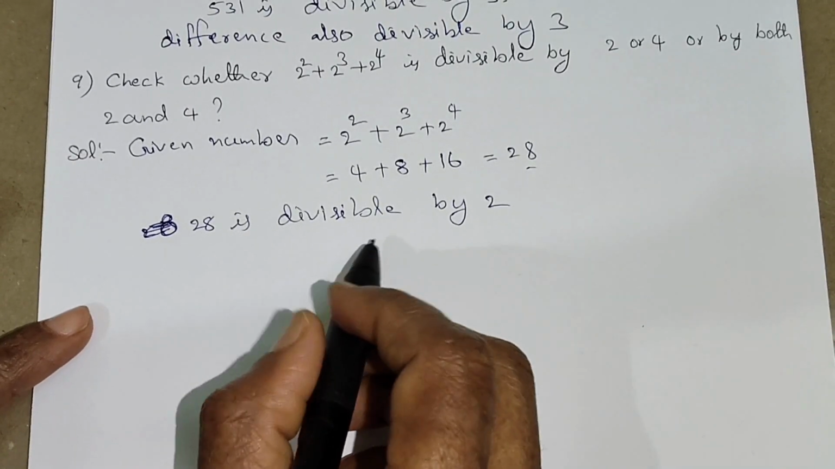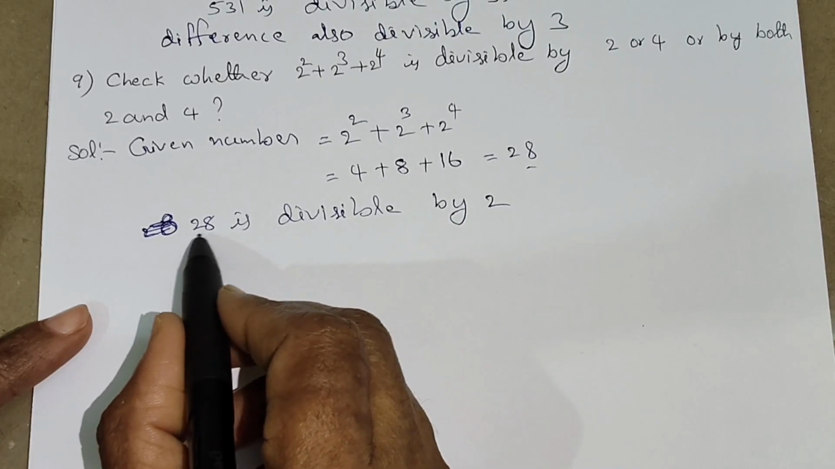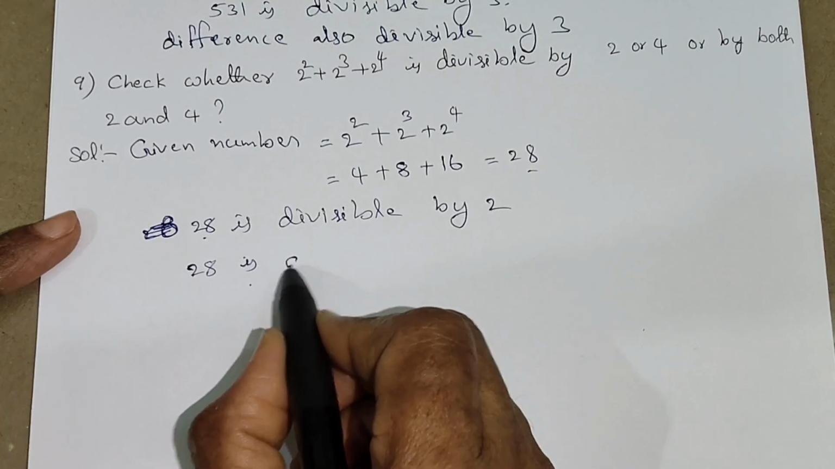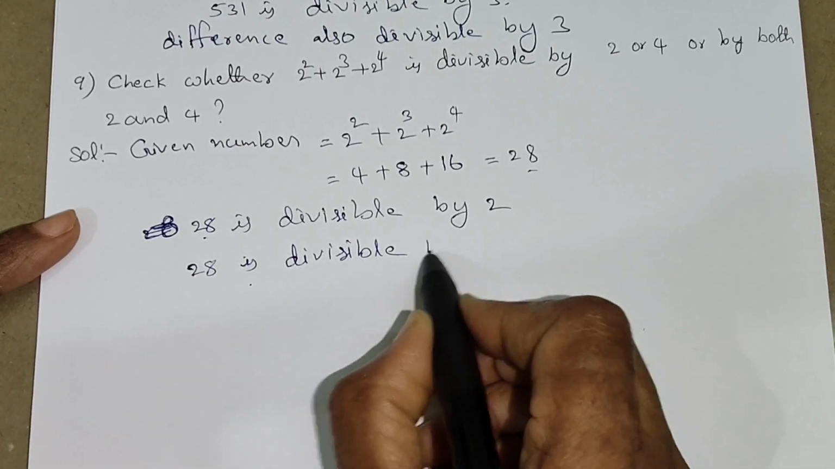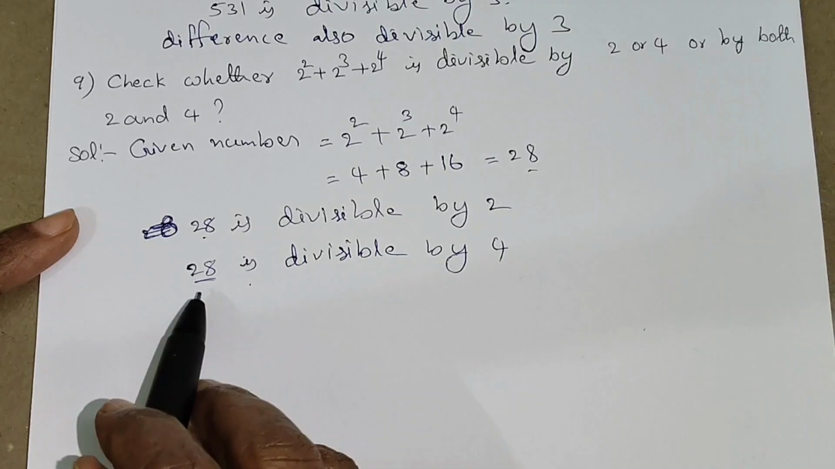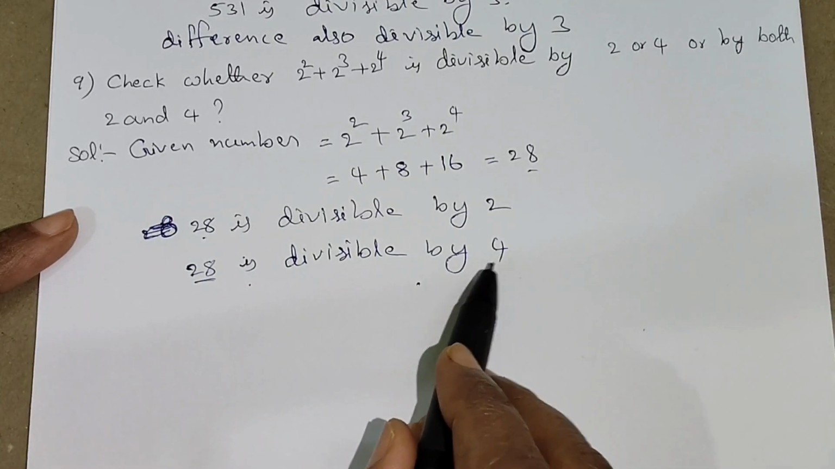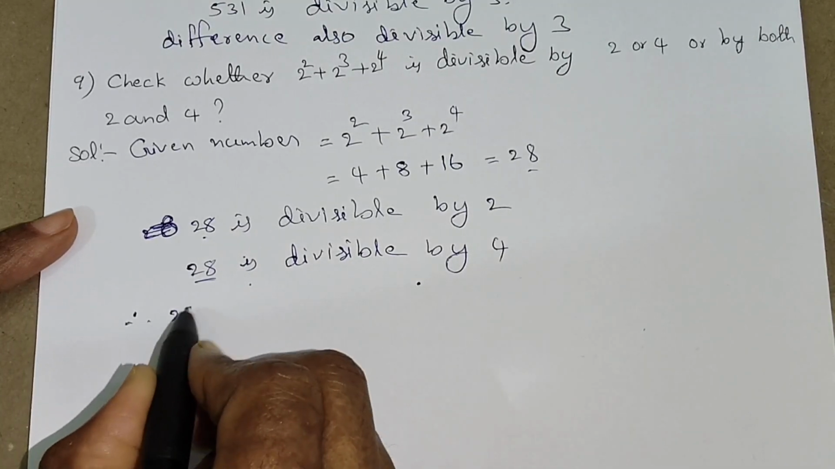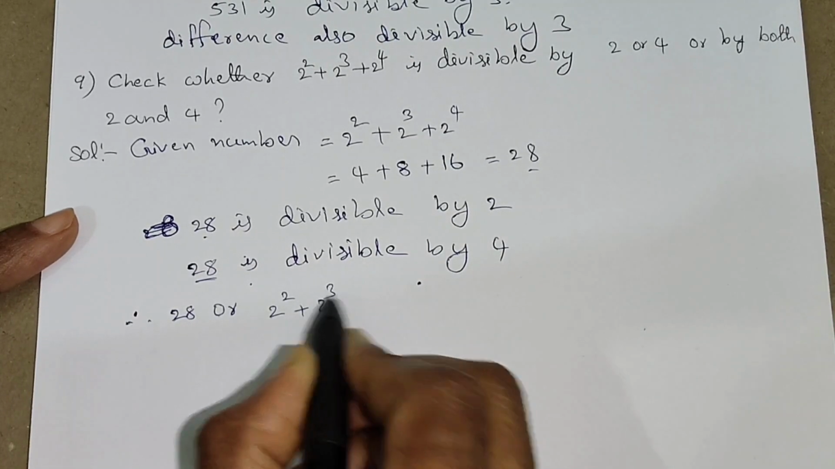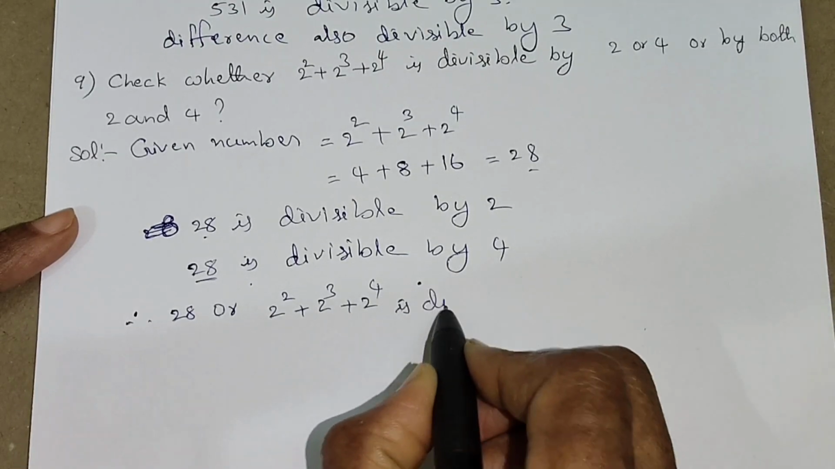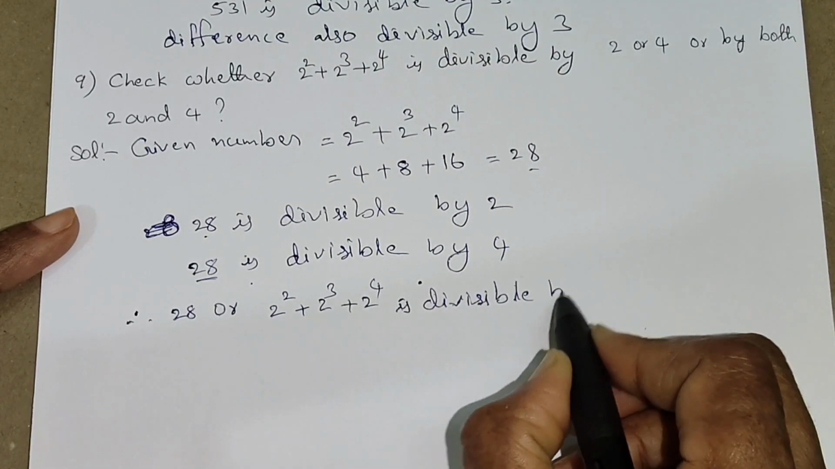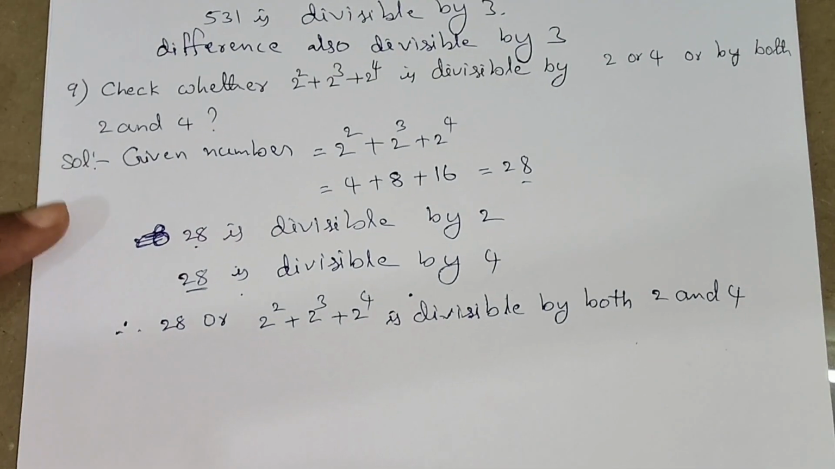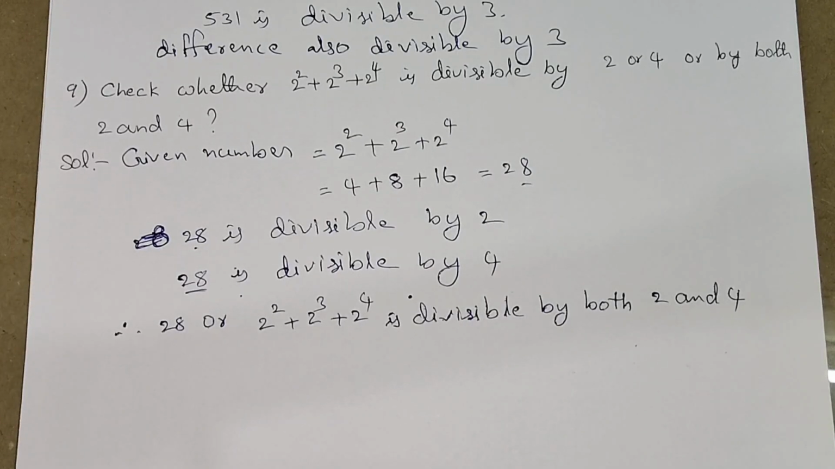Next we check the divisibility rule by 4. Here 28, the last 2 digits, is a 2-digit number, and 4 sevens are 28. So this number is also divisible by 4, since the last 2 digits are divisible by 4. Therefore 2 power 2 plus 2 power 3 plus 2 power 4, which is 28, is divisible by both 2 and 4. This is the 9th one, complete solution.